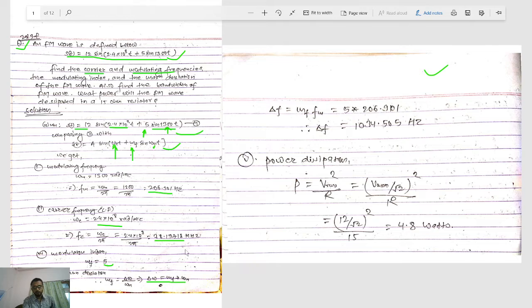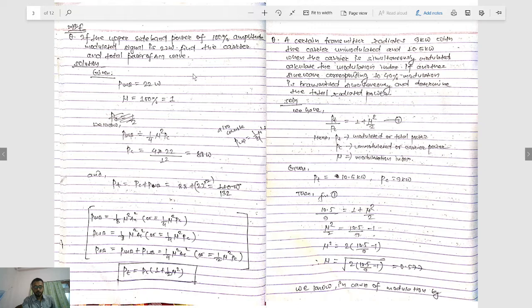So the maximum deviation for the frequency can be written as Δf equals mf into fm, and here we have obtained mf and fm. On substituting, you will get here 1034.505 hertz. And to calculate the power dissipation, we have P equals V_RMS squared upon R, and V_RMS is given as V_max upon root 2. We have V_max given as 12, the amplitude given in the question. So (12 upon root 2) squared upon 15. So we'll get here 4.8 watts.